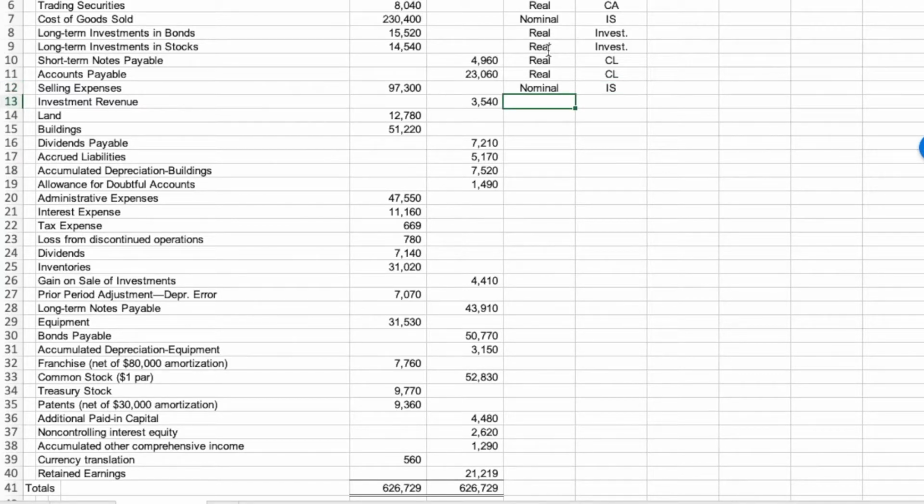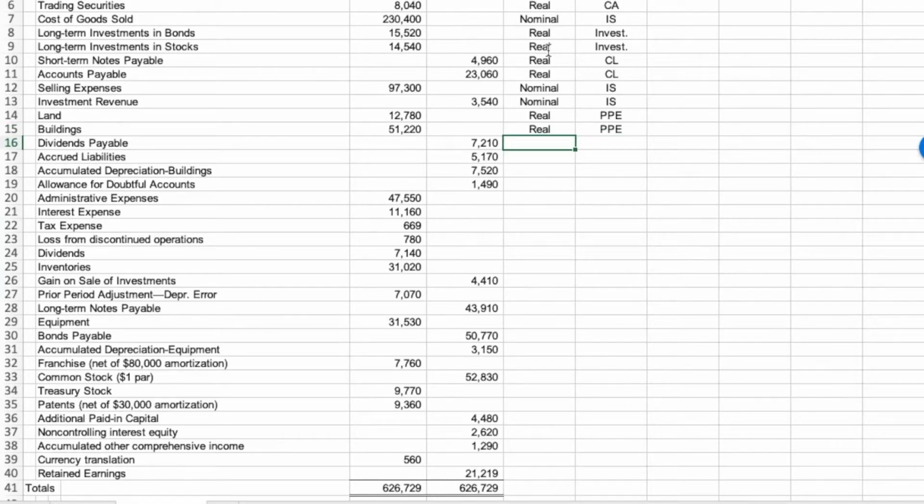So investment revenue. This is a revenue account. So it is a nominal account. It is also on the income statement. The land is a real account. It is considered property, plant, and equipment, which is the section it's going to go in on the balance sheet. Buildings is also a real account, also property, plant, equipment.